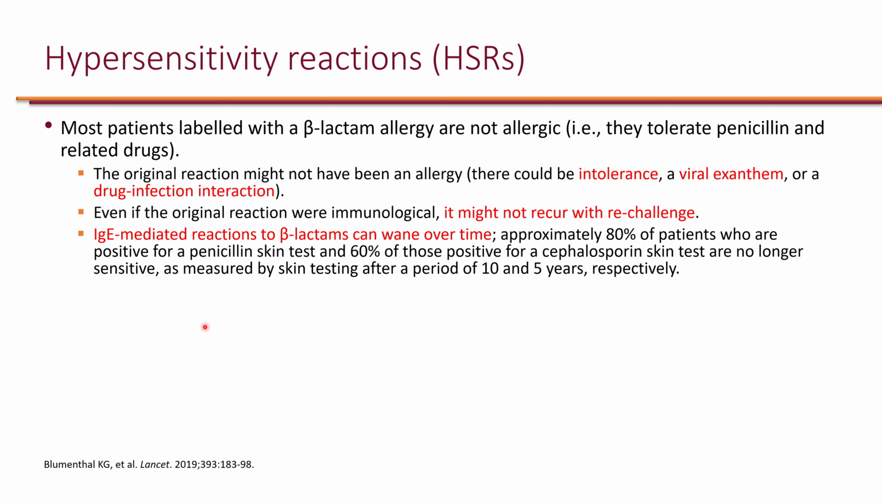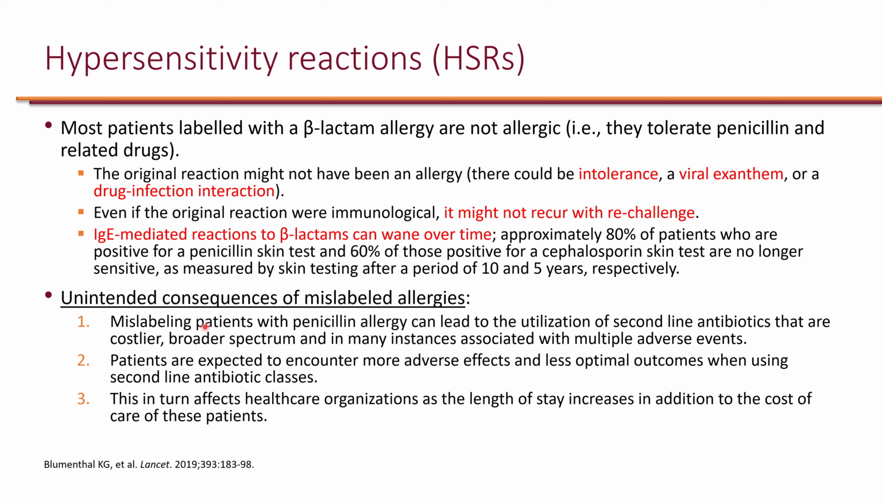About 80% of patients who are positive for a penicillin skin test, and 60% of those with a positive cephalosporin skin test, are no longer sensitive over a period of 10 and 5 years respectively. Now, there can be serious unintended consequences of mislabeled allergies. One is that mislabeling patients with a penicillin allergy can lead to the use of second-line antibiotics instead of preferred first-line antibiotics, which are costlier, broader spectrum, and in many instances associated with multiple adverse events.